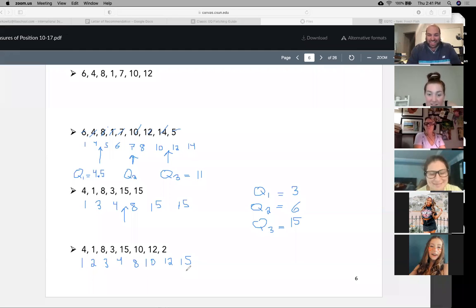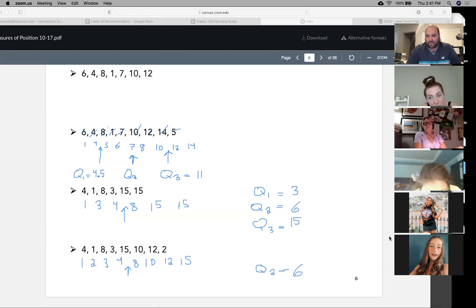Okay, so now that we have all the numbers, what do we do next? Find the middle. Find Q2. What's Q2 in this case? 6? Is it 6? Because you add the 8 and the 4 and divide by 2? That's right. You take the two middle ones and you divide by 2.